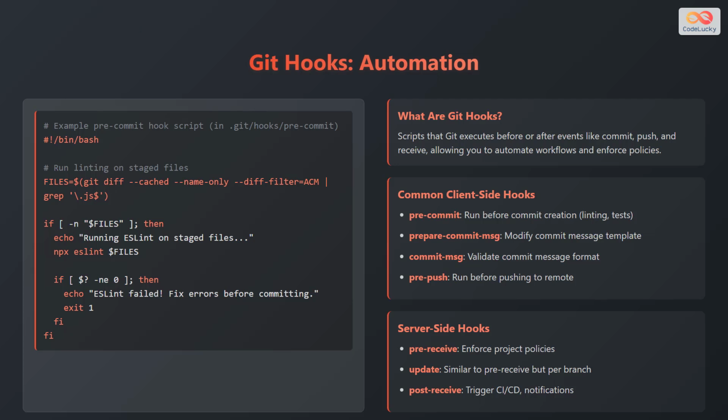Server-side hooks include the pre-receive hook, which enforces project policies, the update hook, similar to pre-receive but on a per-branch basis, and the post-receive hook, which triggers continuous integration and continuous delivery, or CI/CD, and notifications. Here is an example pre-commit hook script in Bash. This will run ESLint on staged files. If ESLint fails, the commit will be aborted.